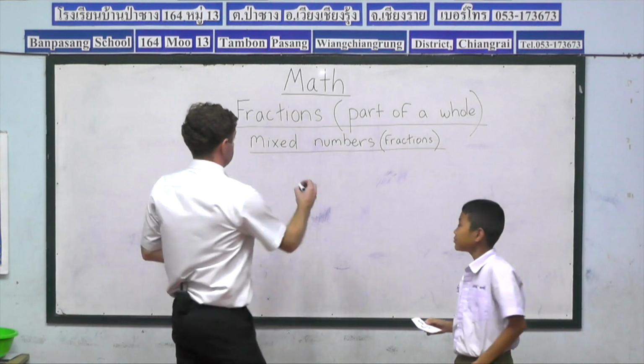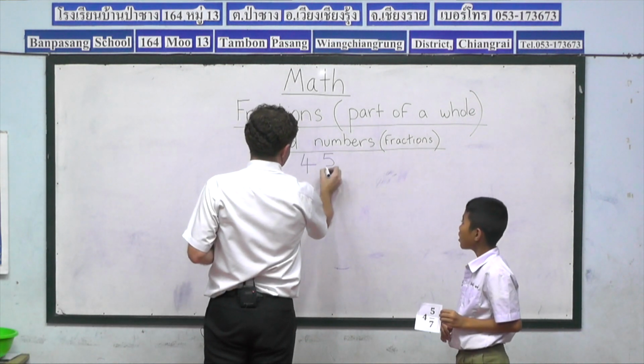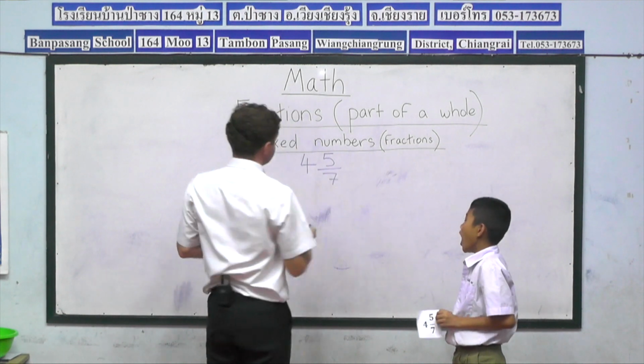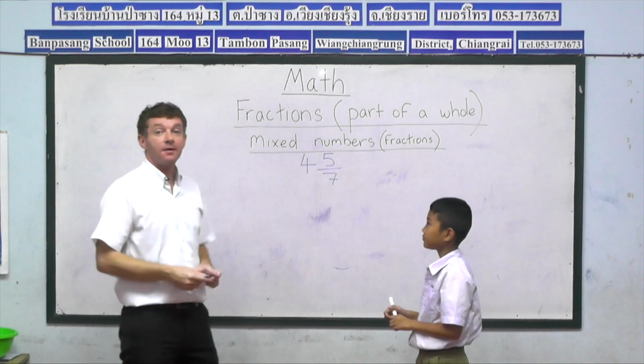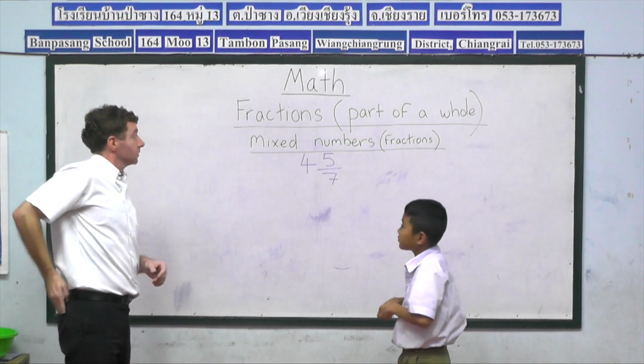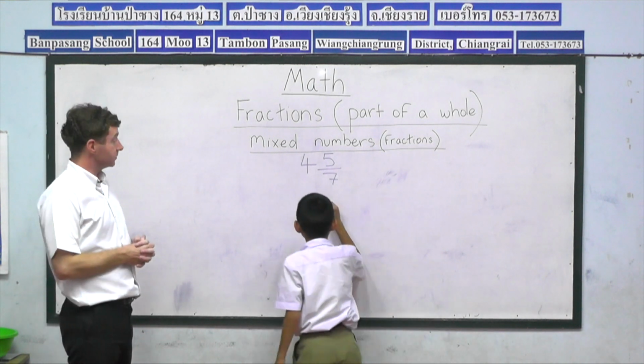Okay. So Pangpon will demonstrate four wholes and then the fraction five over seven. So take it away, Pangpon. So first of all, how many whole numbers? We need four circles.